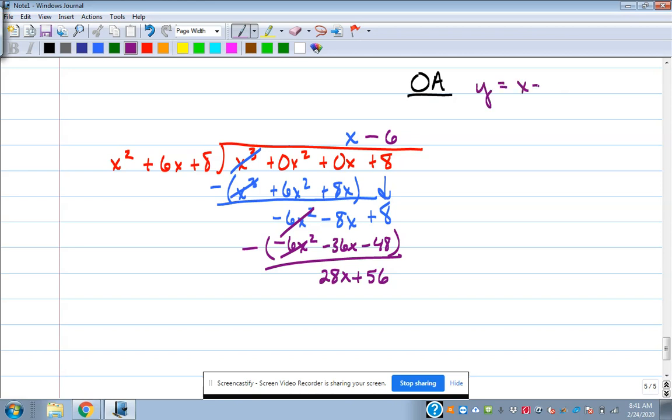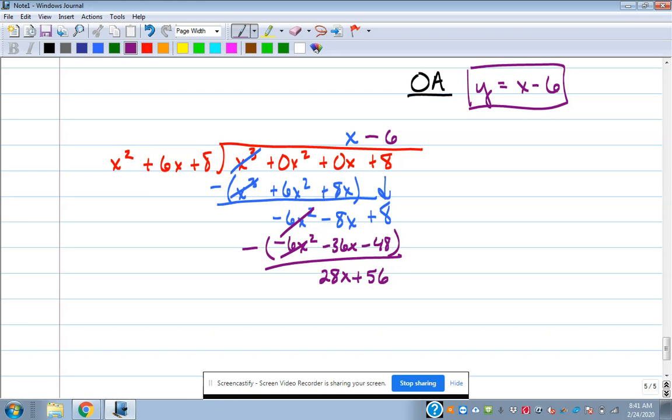My oblique asymptote is x minus 6. Y equals x minus 6. Because it's the quotient of that part. So when you do the long division, the quotient is going to be that. The 28x plus 56 is called the what? The remainder. Doesn't really matter what the remainder is. Okay? It shouldn't take you more than 2 steps in your long division. If it's taking you more than 2 steps, something's wrong with what you're doing.